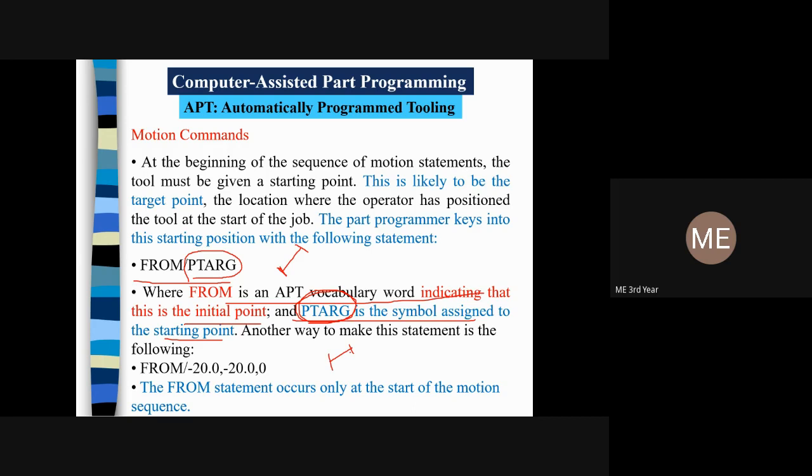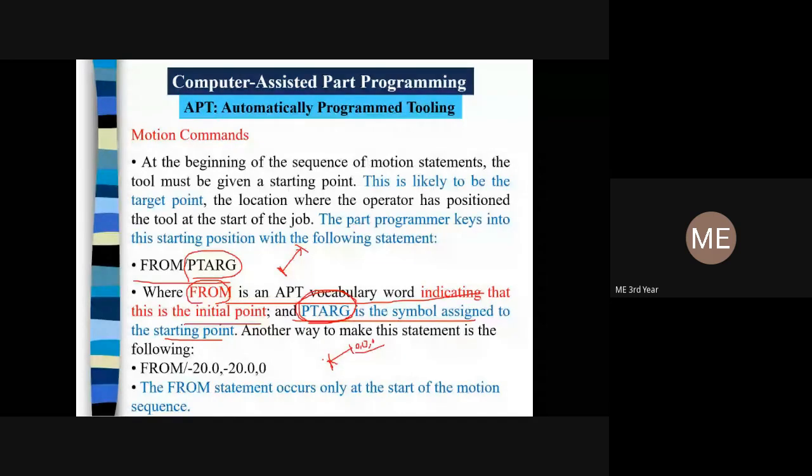So from PTARG to the starting point, I have mentioned 0 0 in CNC, or 0 0 0. So it is the initial point. So from PTARG to the initial point, for this you have to mention the FROM statement. FROM is the initial point, PTARG is the home position, and GOTO is the command to the tool where to go. So FROM -20, 0 means it is the initial point from which the tool is going to the point.